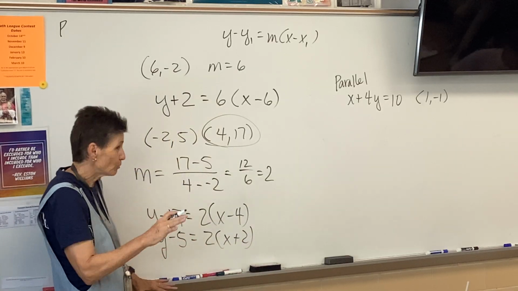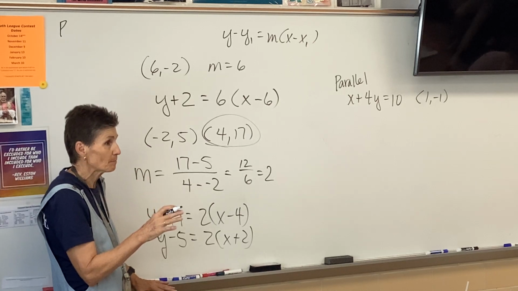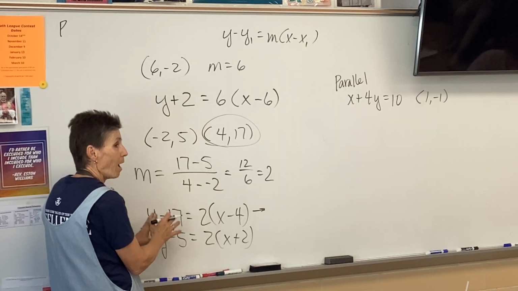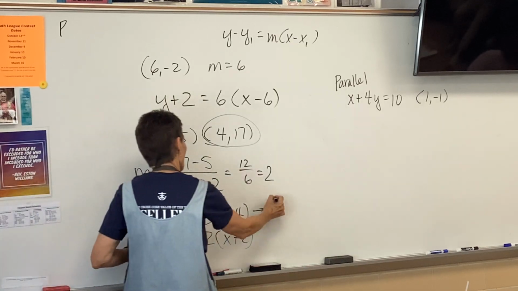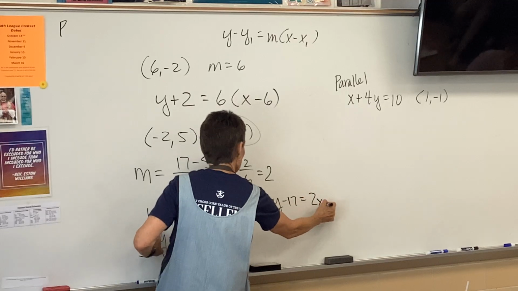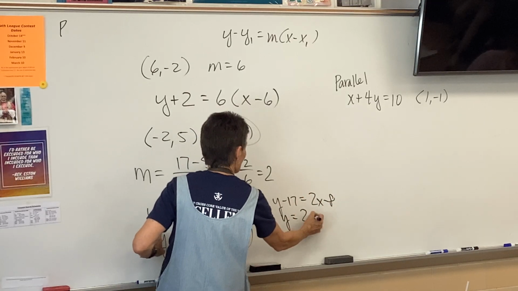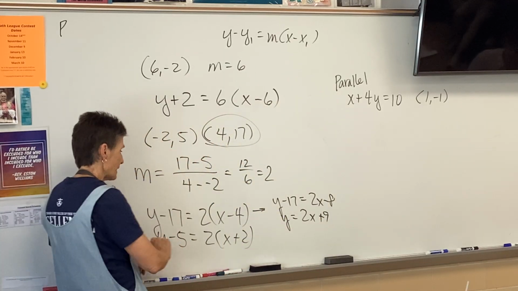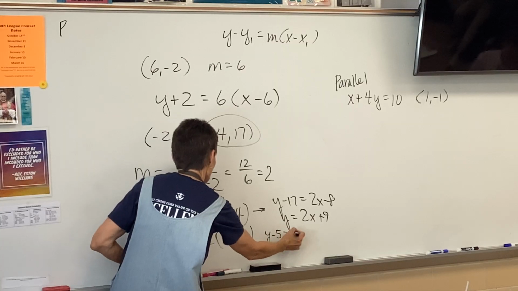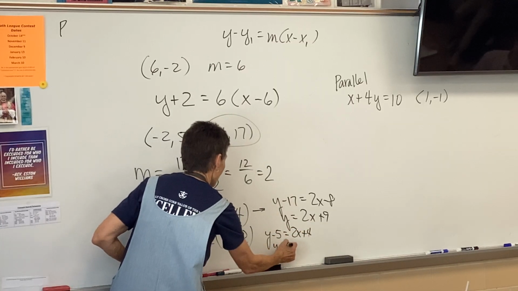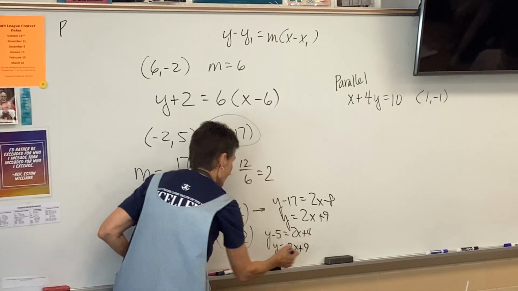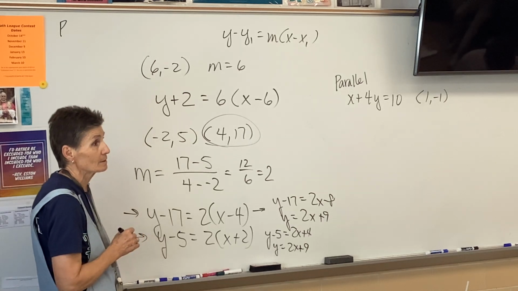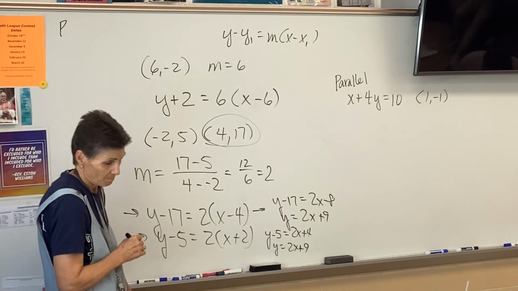Just to prove to you that these are the same, let's take my first answer here and let's get y by itself. So y minus 17 equals 2x minus 8, 2x plus 9. Let's do the same thing with my second answer. Y minus 5 equals 2x plus 4, y equals 2x plus 9. You see how they're the same? So either one of these is fine. Okay? Next.